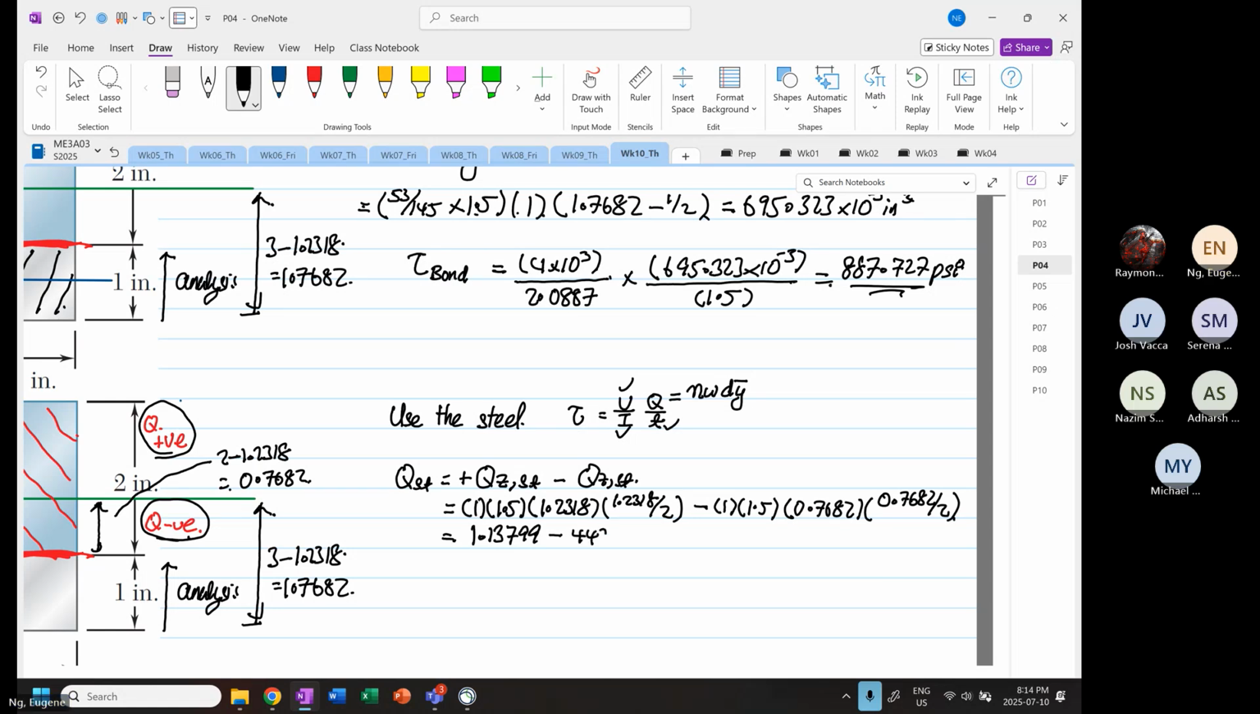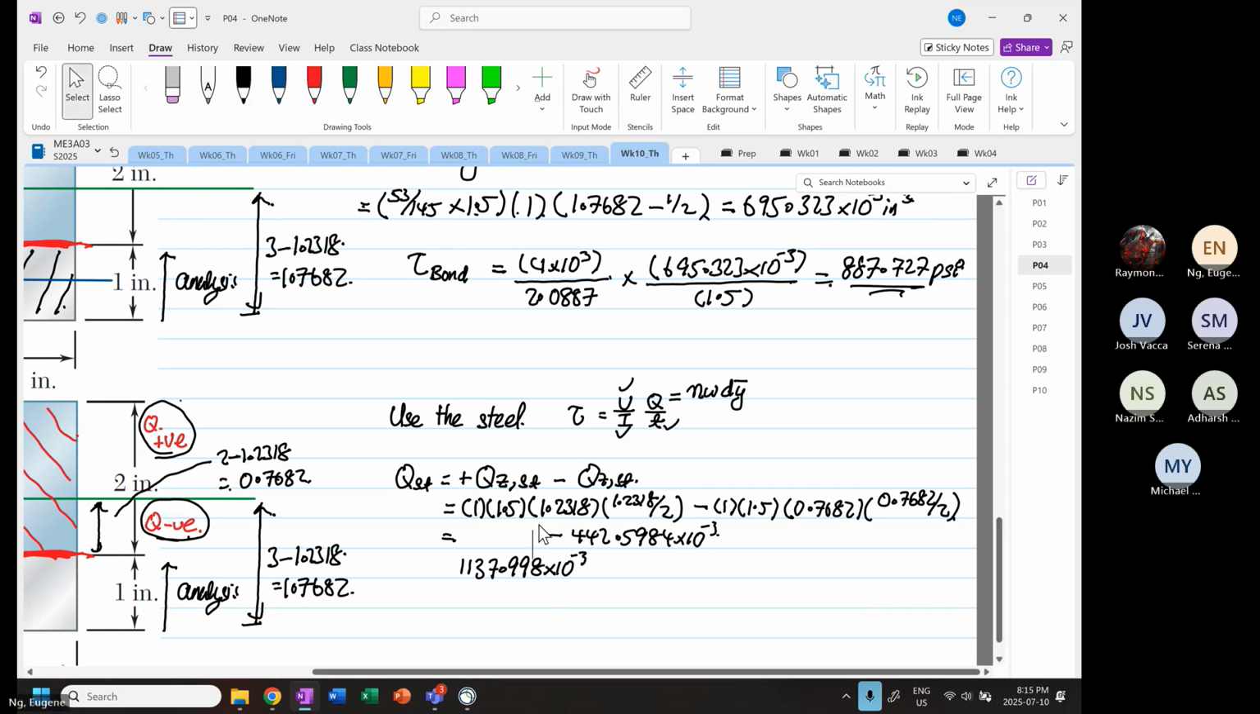That is 442.5984 times 10 to the power minus 3. Let me do the other one: 1 times 1.5 times 1.2318 times 1.2318 divided by 2. If I have more decimal places, it is equal to 1137.998 times 10 to the power minus 3.